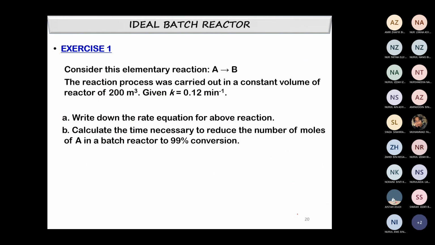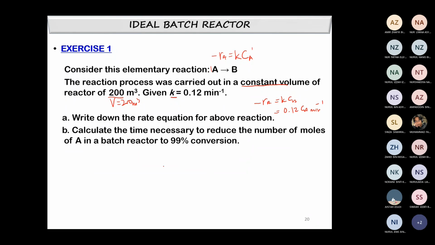Okay, a simple exercise only. Consider this elementary reaction A to B. So A to B means that we know the rate law would be negative RA is equal to kCA to the power of 1, because it is a first order reaction, there is only one. The reaction process was carried out in a constant volume reactor of V equal to 200 meter cube. Given k, write down the rate equation for the above reaction. So just put in the rate equation, negative RA is equal to kCA, which is 0.12 CA to the power of 1.